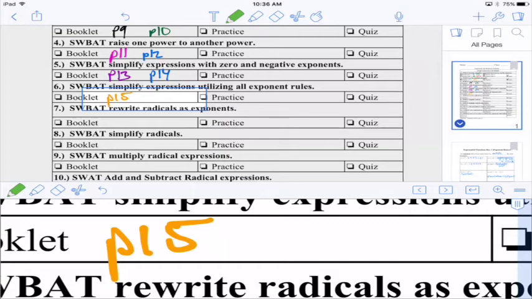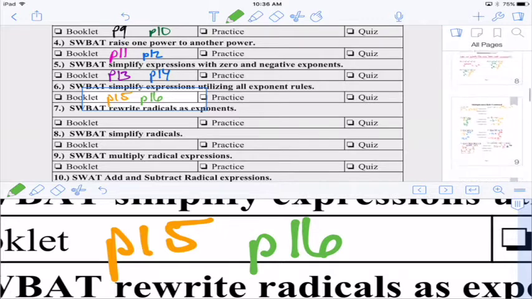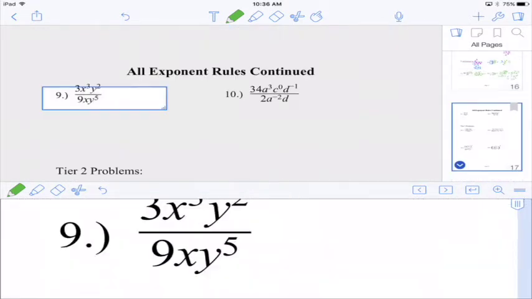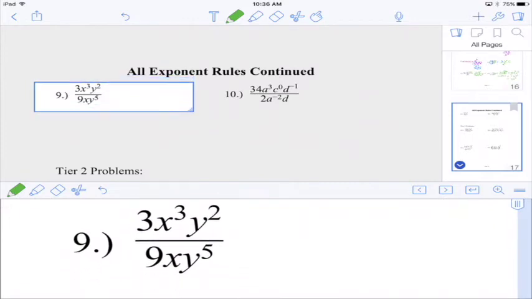Alright, Algebra 1 students, this is going to be page 16 now. Remember, there's a lot of example problems. I hope you're listening. So we have 2 more Tier 1 problems. Right here I can see this is straight up quotient rule.